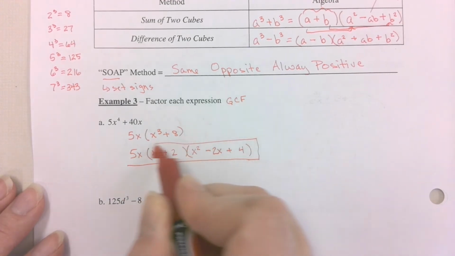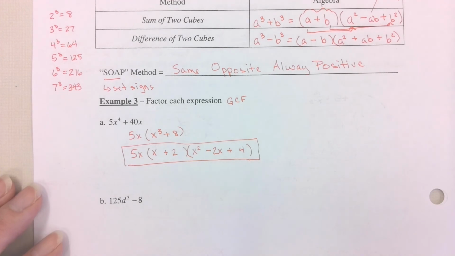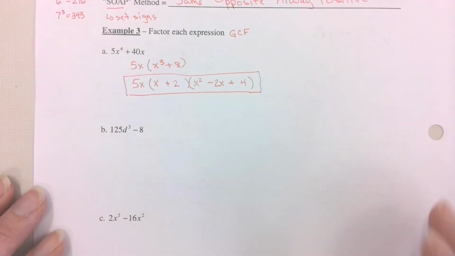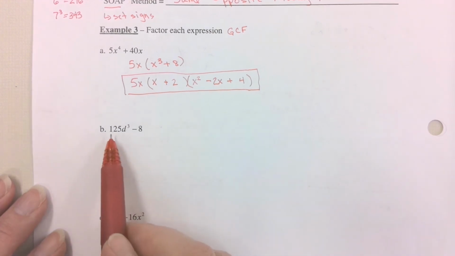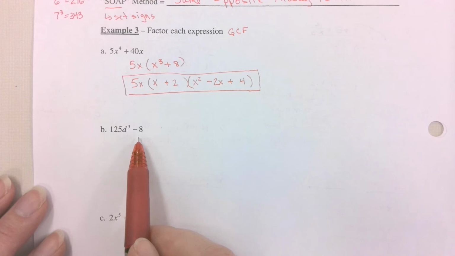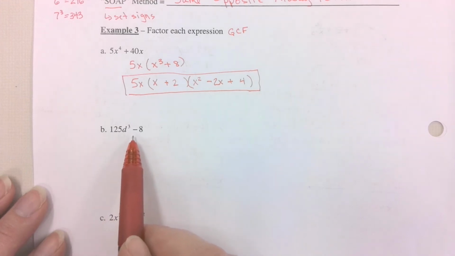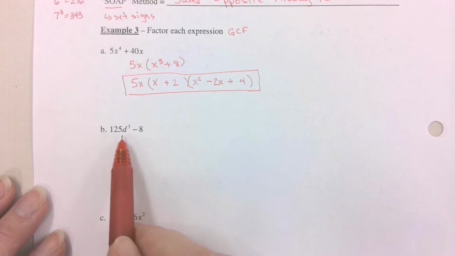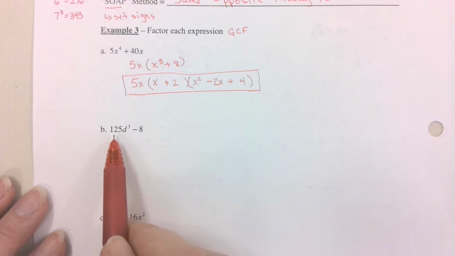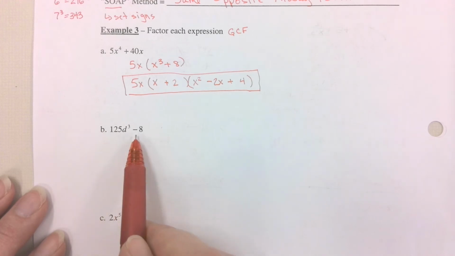All right, so let's keep practicing here. Having this shortcut makes this easier, but you need to remember the method. So if I look at B, I see that there is no GCF. Okay. What should tip me off is that there are only two terms. And at first I thought difference of squares, but I looked at the numbers. There's a d to the third, that's cubic. 125 is 5 to the third, and 8 is 2 to the third. So this is a difference of cubes.